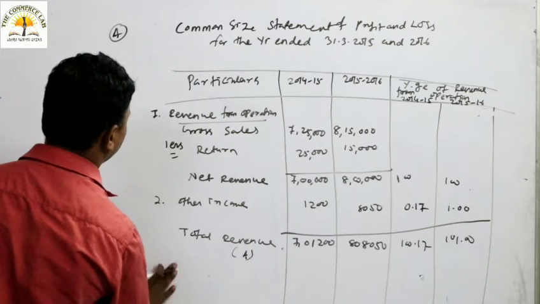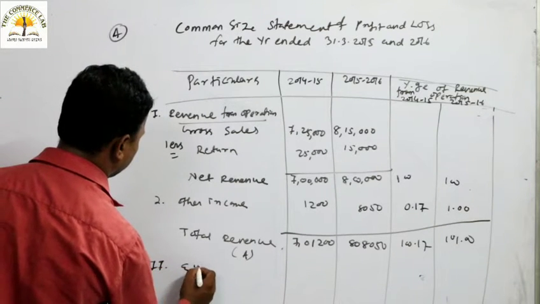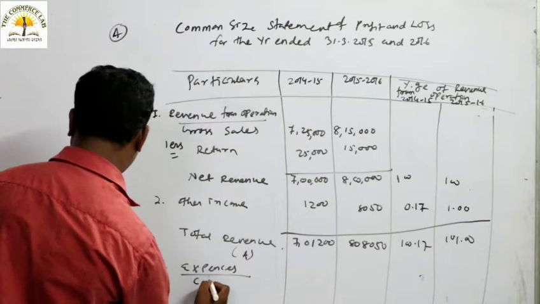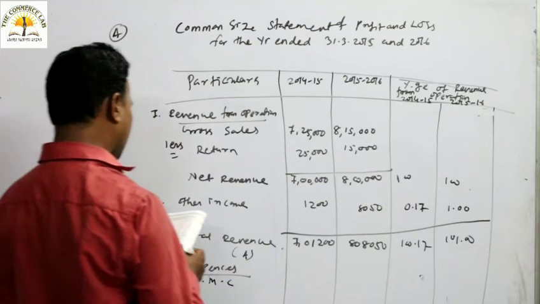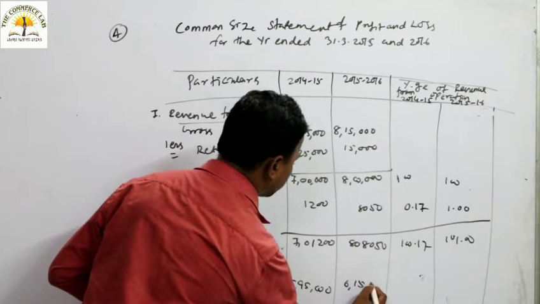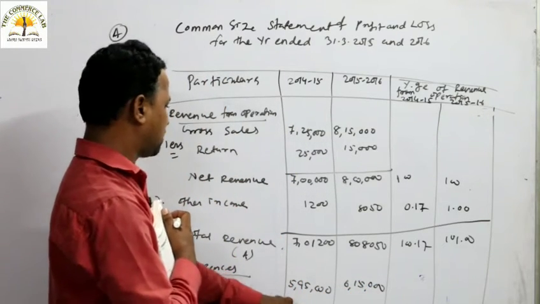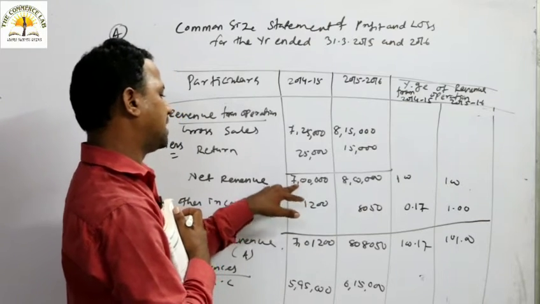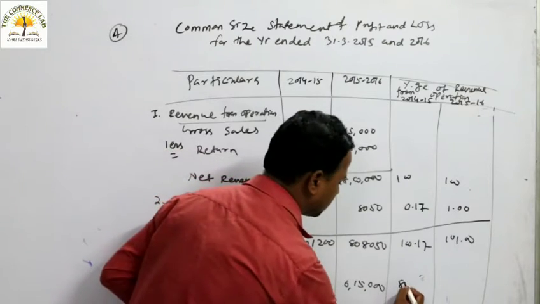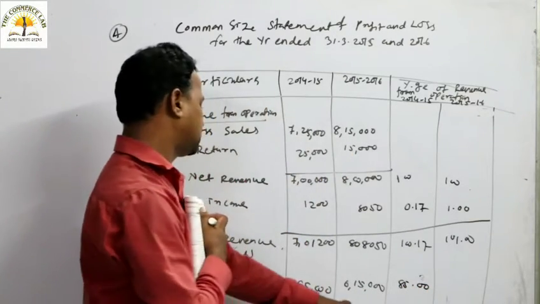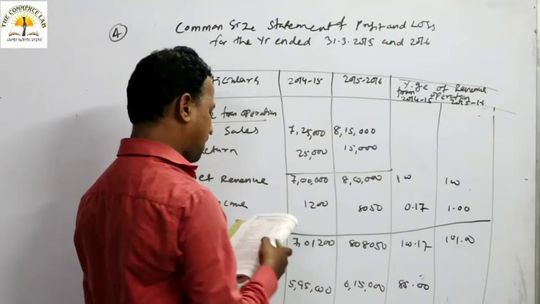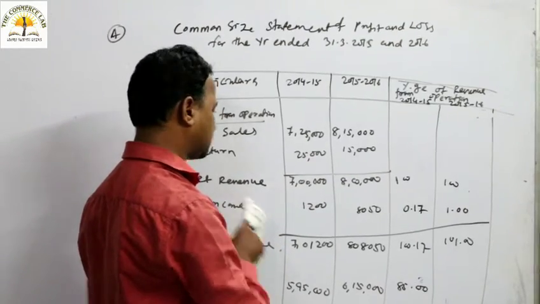Now we have to see what the expenses are. There are 4 expenses, as I told earlier in the question. Cost of material consumed is given as 5,95,000 and 6,15,000. So how much is it from the net revenue or net sales? That is 5,95,000 by 7 lakh, which is 85%. Similarly, 6,15,000 by 8 lakh, so you are getting 76.87.